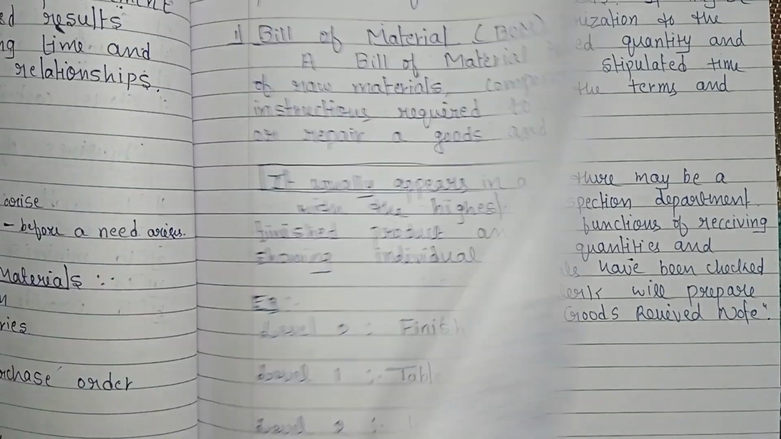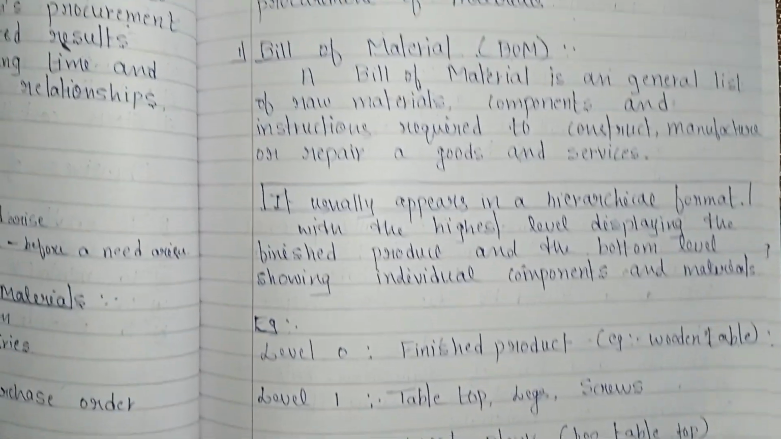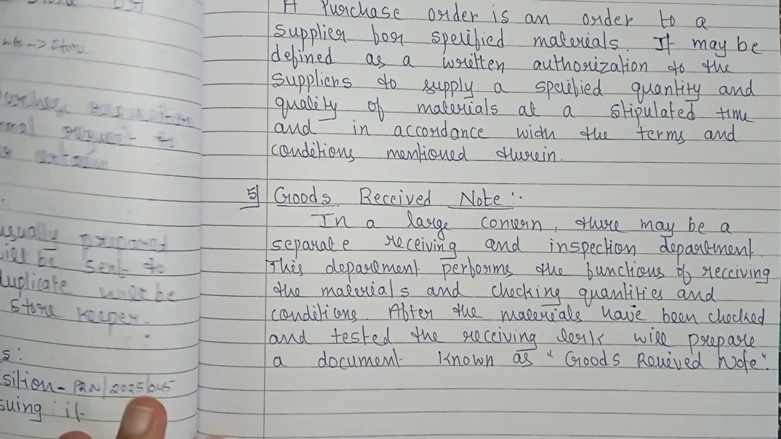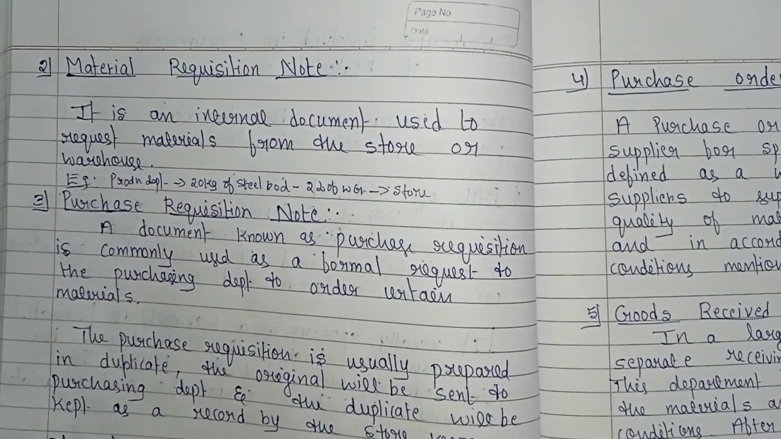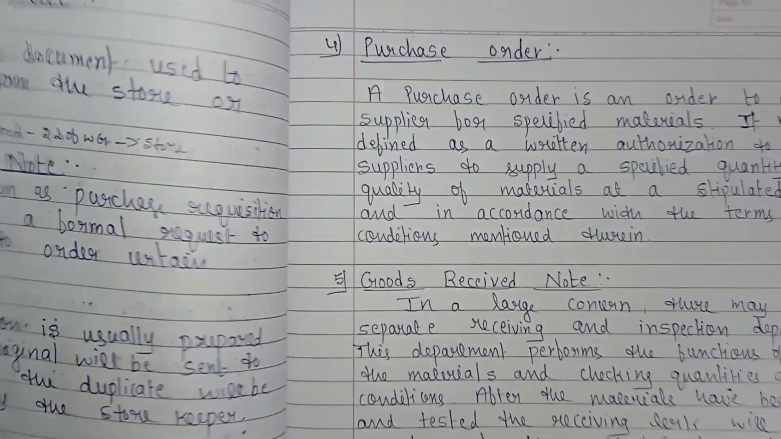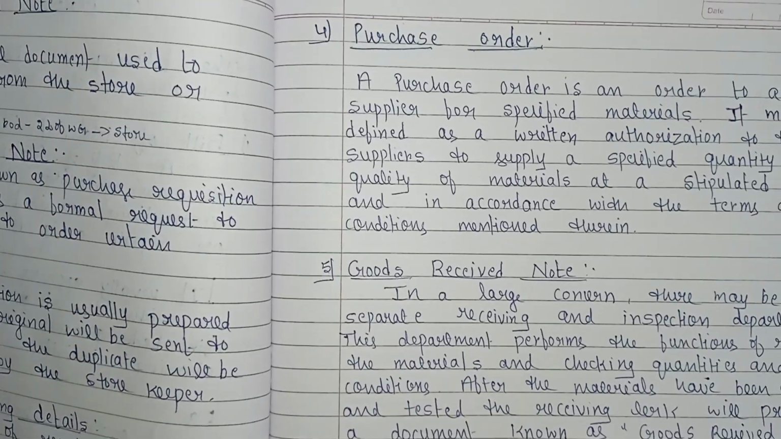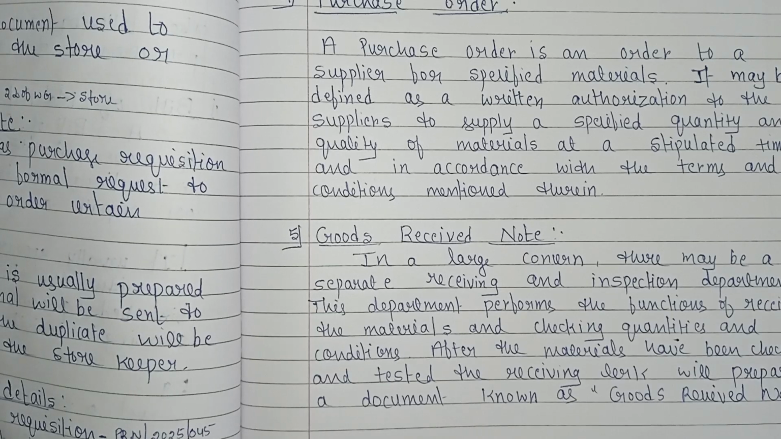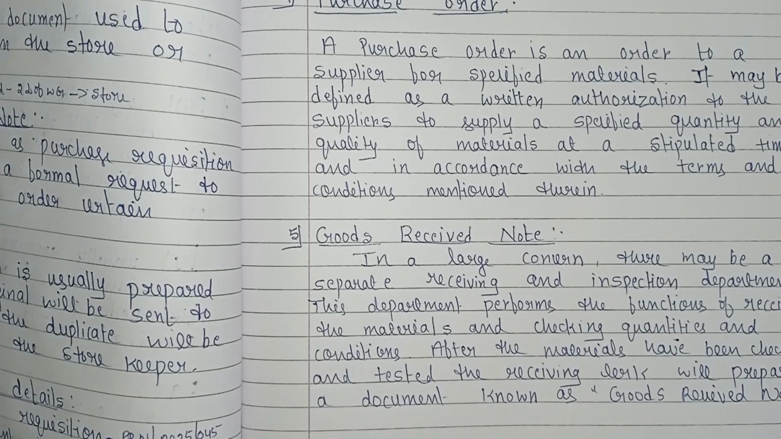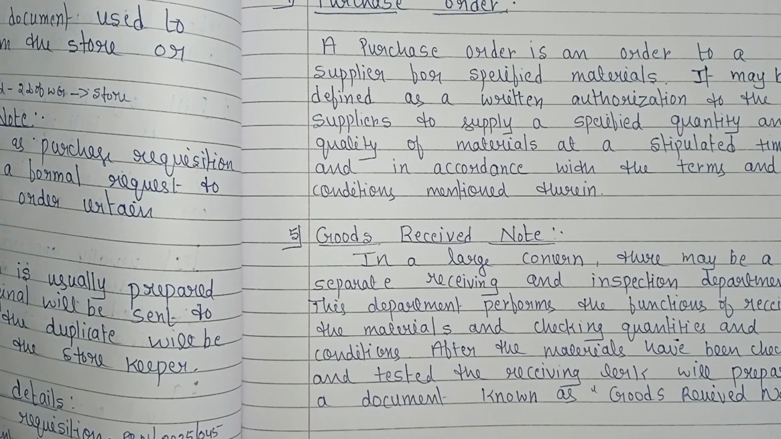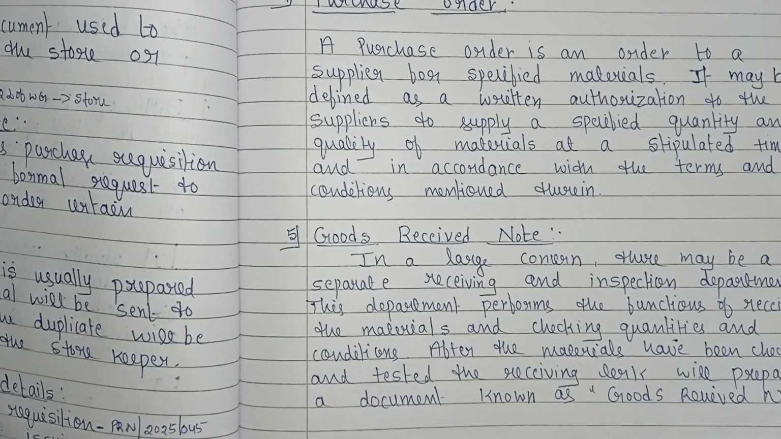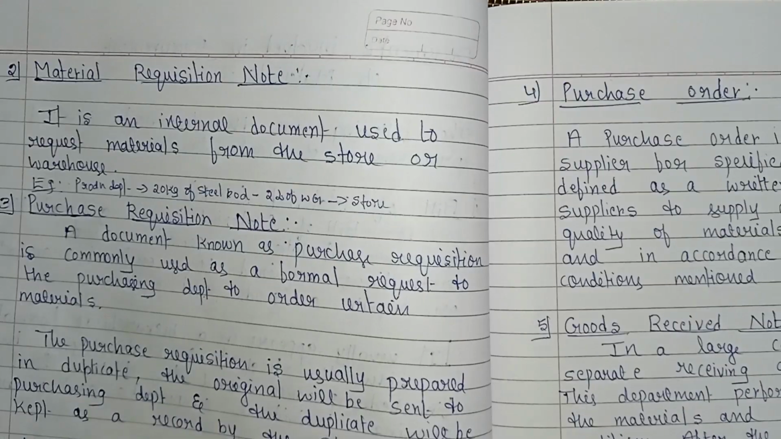So these are the documents involved in procurement of materials. They are the bill of materials, the second one is the material requisition note, the third one is the purchase requisition note, the fourth one is the purchase order for specified materials, and the goods received note for confirmation that we have received the goods in a proper condition and in correct quantity and quality. Clear? This is about the documents involved in procurement of material.